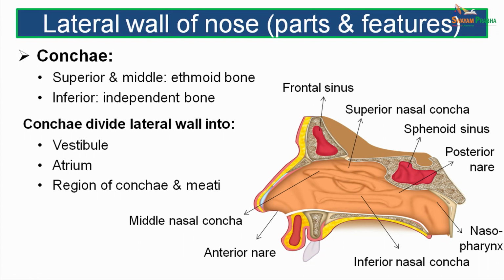Similarly, there is a space above the superior nasal concha and below the roof of the nasal cavity, and that is known as the supreme meatus or the sphenoidal recess or the sphenoethmoidal recess. What we see posterior most here is the posterior nare or the choana, and behind that lies the nasopharynx.